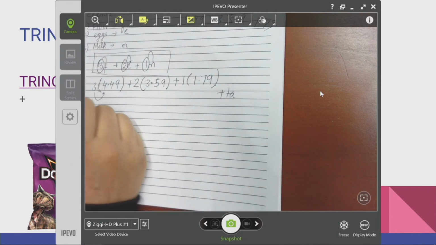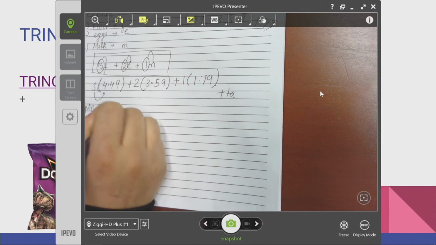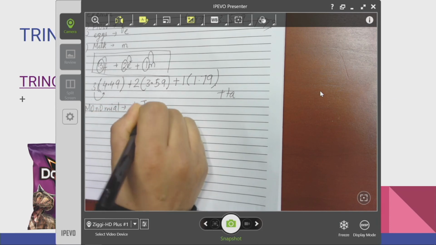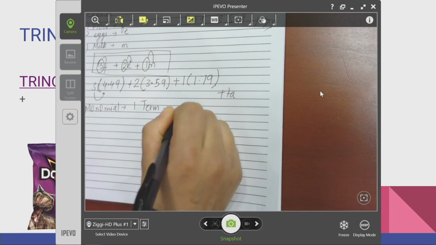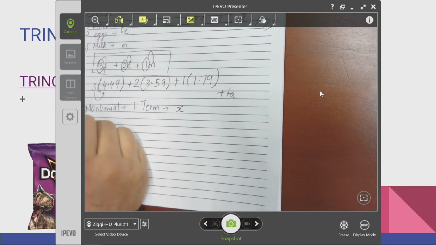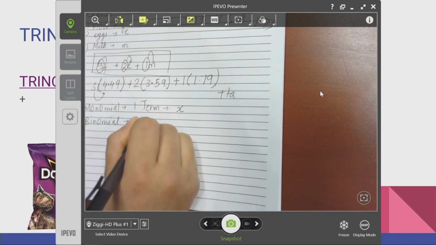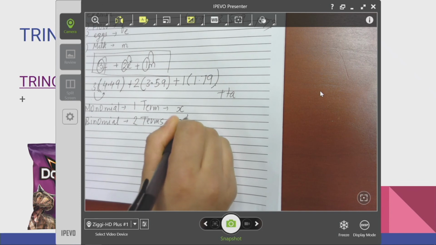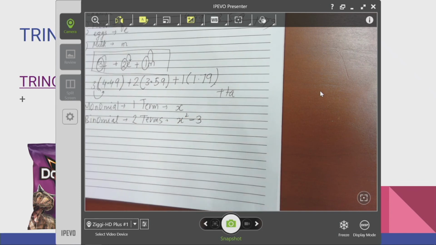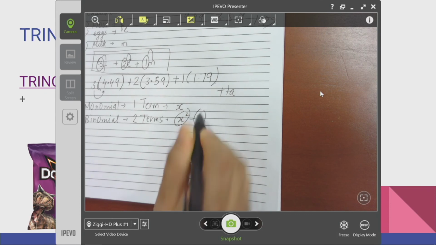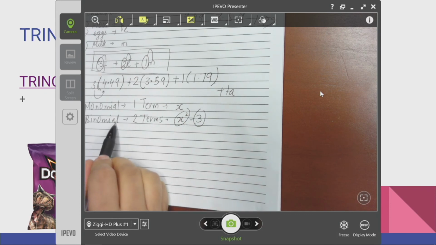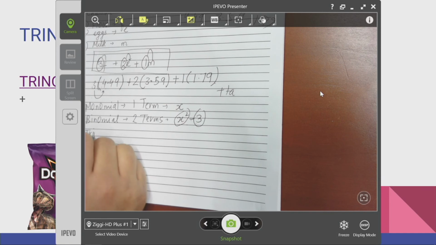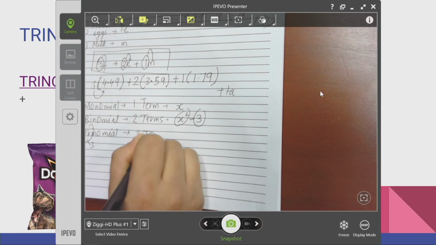We have said monomial means one term. That is, if I use x, for example. Binomial means 2 terms. If I use x squared minus 3, I can use addition also. Because there are 2 terms that are separated by minus, this is a binomial. Trinomial. Tri means 3. So this is 3 terms.